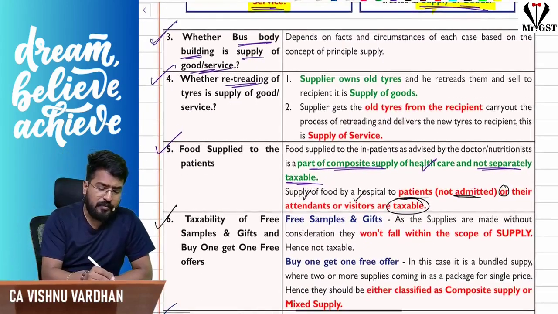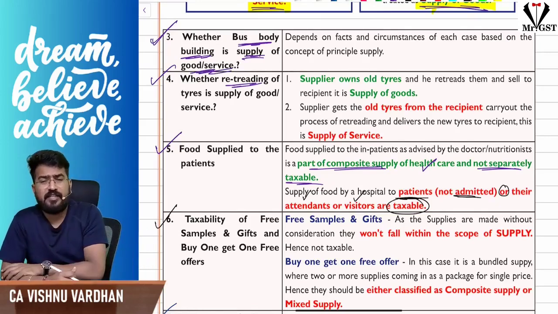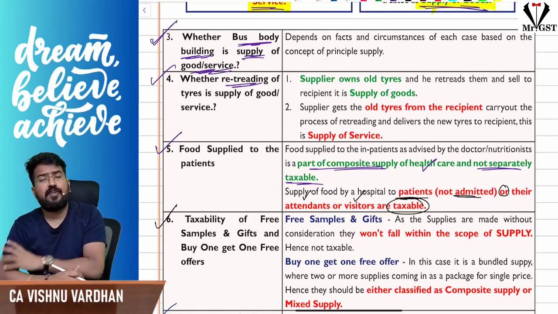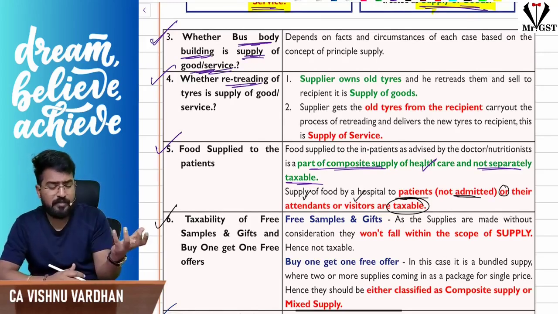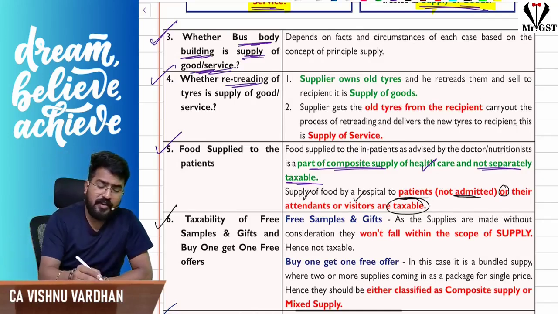Sir, whether bus bodybuilding is it supply of goods or service? Then again, bus bodybuilding, whether it is supply of goods or services, it depends upon facts and circumstances. So it may be supply of goods, it may be supply of services based on various situations. Okay. Next, retreading of tires. This also there can be supply of goods or supply of services.